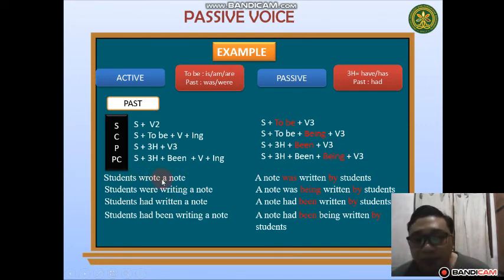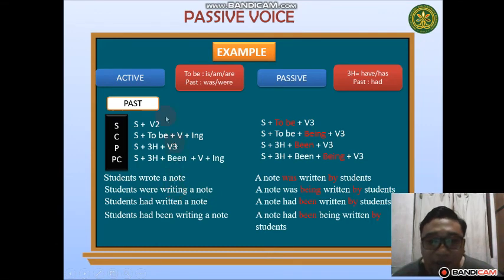If going to the passive, a note, same as before, the object becomes the subject. So a note was written by students. You have to remember to put was and by. A note was written by students. So the verb 3 of wrote is written. Wrote is verb 2 and write is verb 1. For the continuous one, students were writing a note.